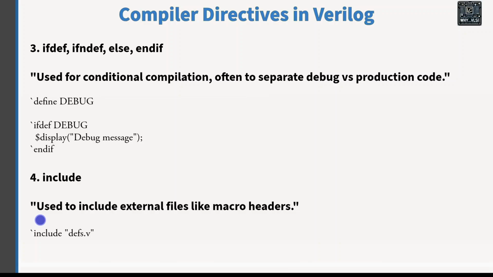Next is `include. This directive is used to include external files like macro headers. For example, `include defs.v. So we are adding the define file right now. Let's take an example. Let's say your defs.v file has `define DEBUG. If you include this file, this part of the code will be enabled in your design.